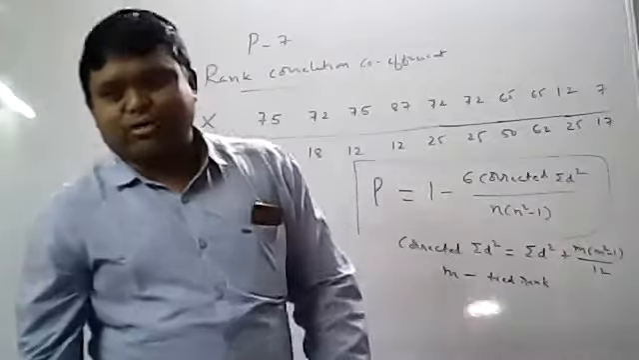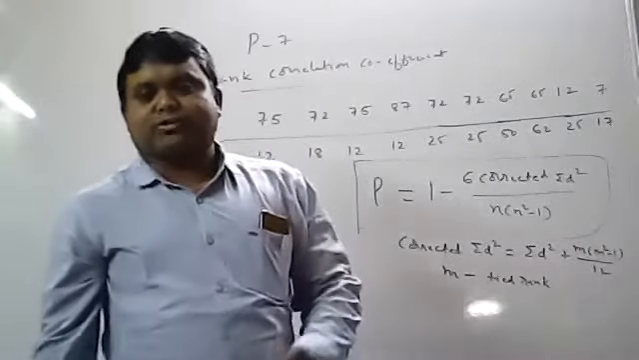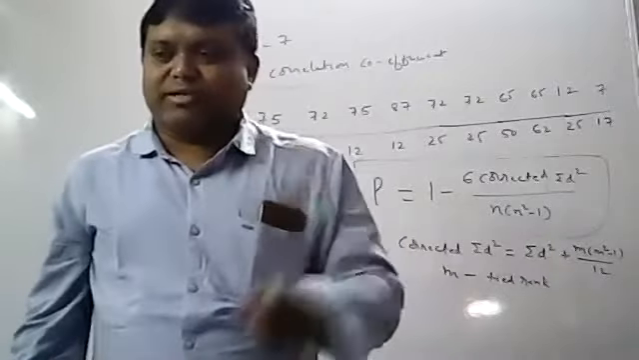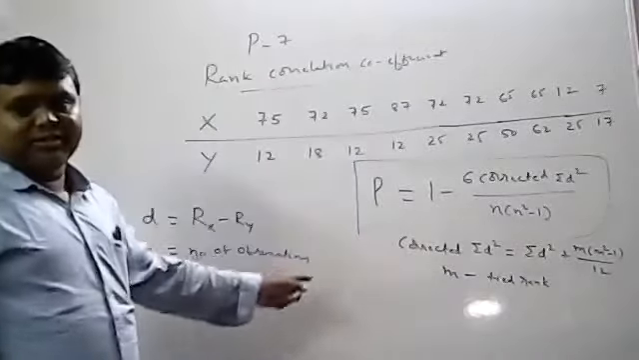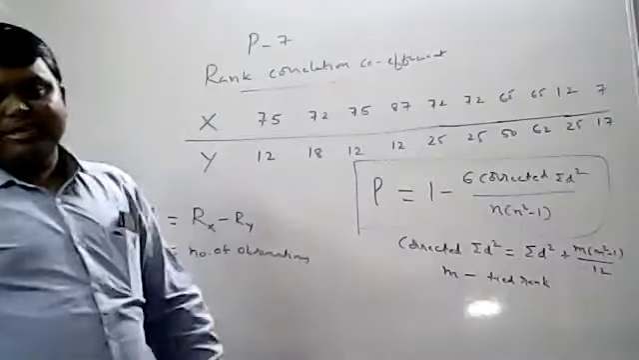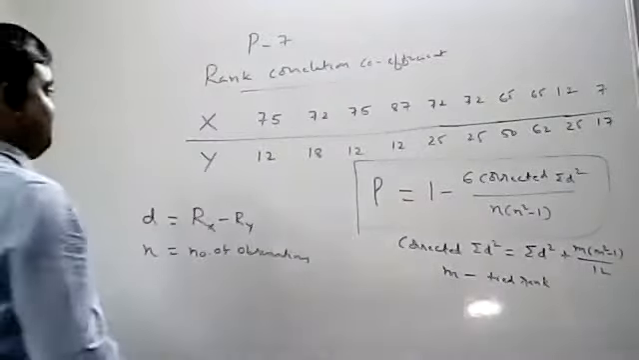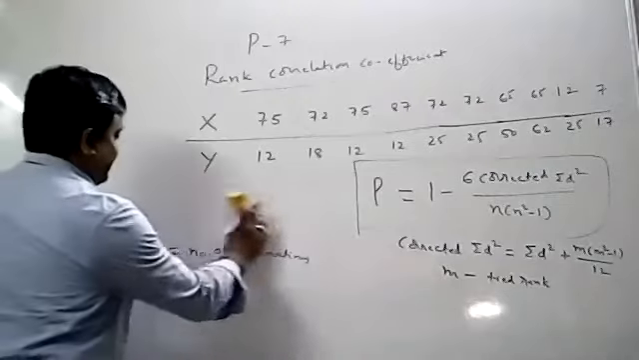All of you know the limits of rho are minus 1 to plus 1. That means your answer should be either minus 1 or plus 1, or in between minus 1 and plus 1. So this is the formula and procedure for this particular problem. So next, begin the calculation. Next heading, calculation.